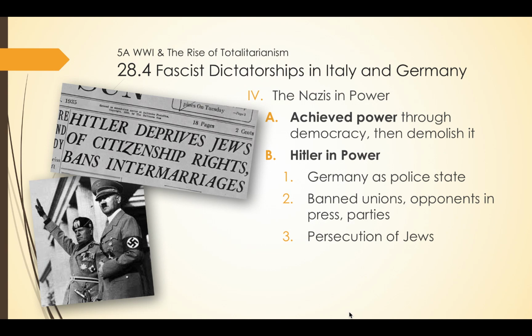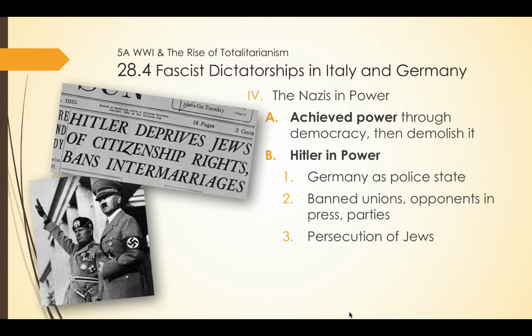Once he was in power, Hitler appointed himself as Der Führer. This means the leader in German. He turned Germany into what is called a police state. He banned labor unions. He silenced opposition newspapers that criticized him and other Nazis. And he made it illegal to be a member of different political parties. To enforce all of his policies, he created a secret police force called the Gestapo, which was similar to Mussolini's black shirts, where they patrolled the streets looking for dissenters.